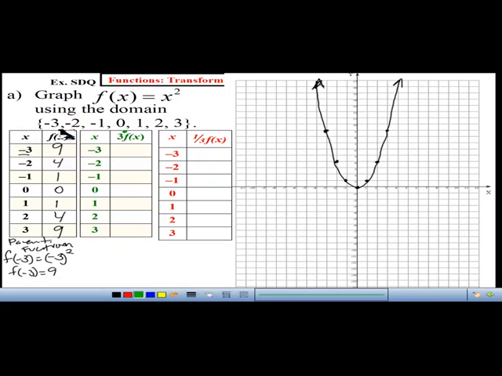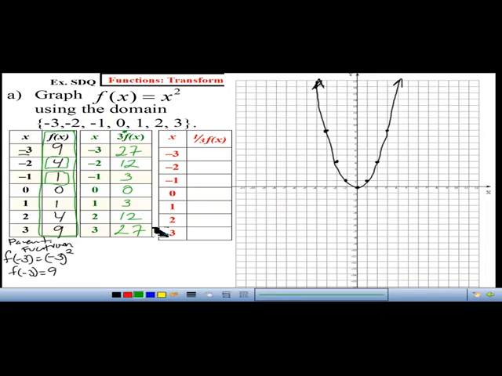f(x) is over here on the first parent function, on the original parent function. So what does that mean, Mr. Q? That for each of these values, we're going to multiply times what? Times 3. So what is my first f(x) value? 9. What is 9 times 3? 27. Next one, 4. What is 4 times 3? 12. Next one, what is 1 times 3? 3. 0 times 3? 0. 1 times 3? 3. 4 times 3? 12. 9 times 3? 27.